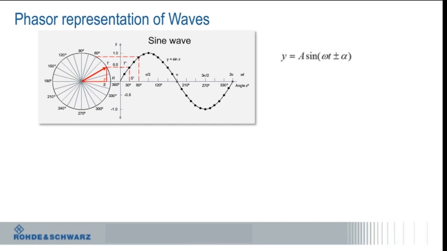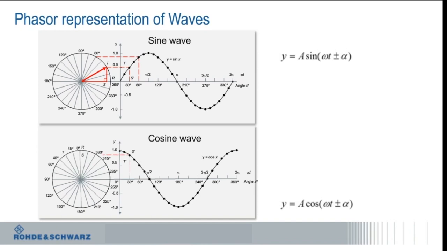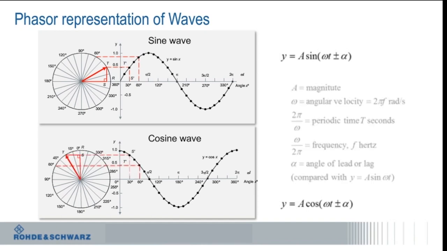Okay? So A is the magnitude. That's a peak to peak. I got ahead of myself here. Angular velocity or frequency. Okay, 2 pi over omega is the period. Omega over 2 pi is the frequency in hertz. And the phase angle is the lead or lag. So it's basically, again, this moving back and forth.